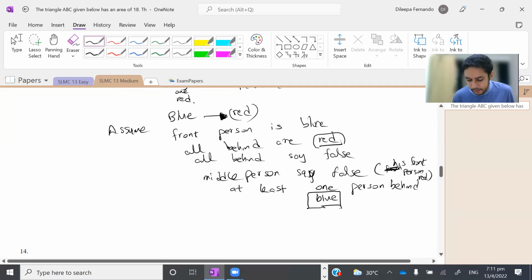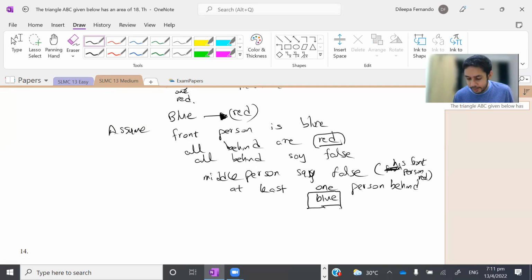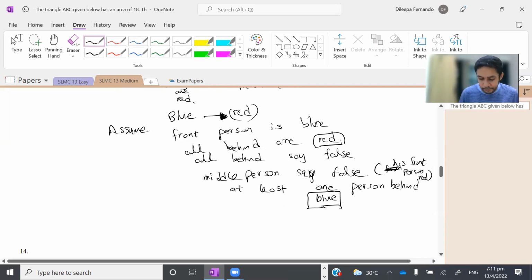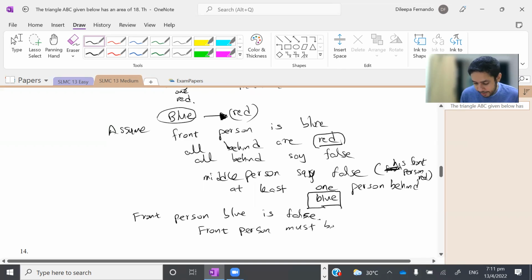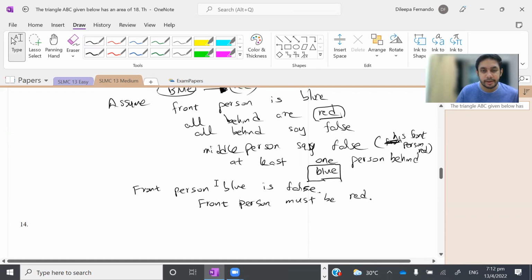So we started with all behind are red, but red people lie. So at least one of them is blue. So these are inconsistent. That means the first assumption is false. That means front person blue is false. That means the front person must be red. Right. Now let's do it backwards.